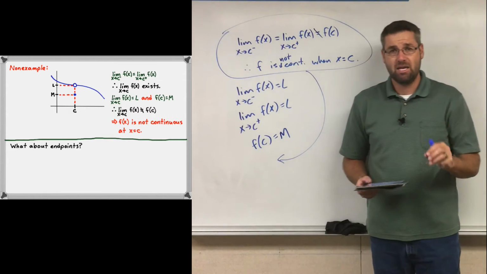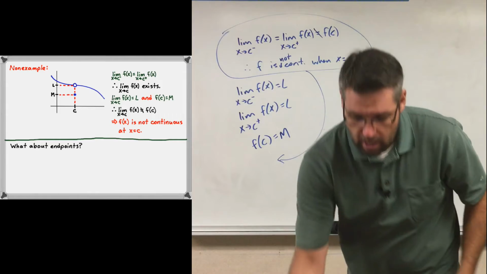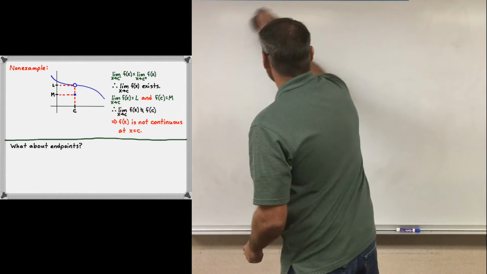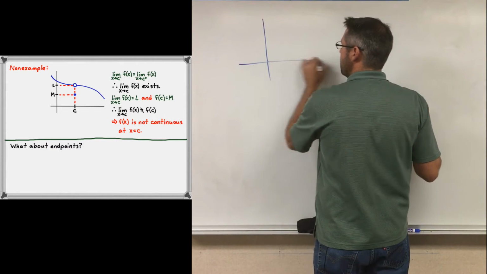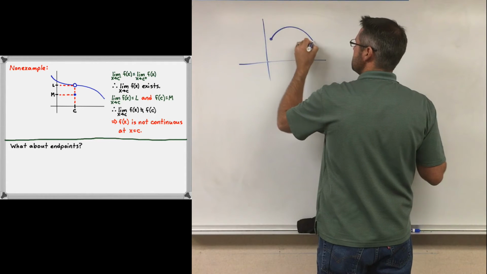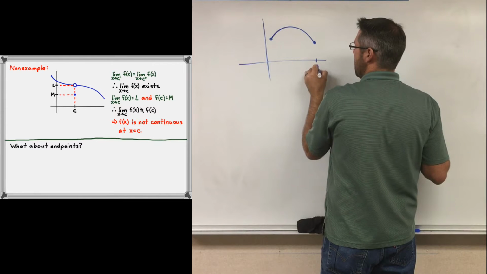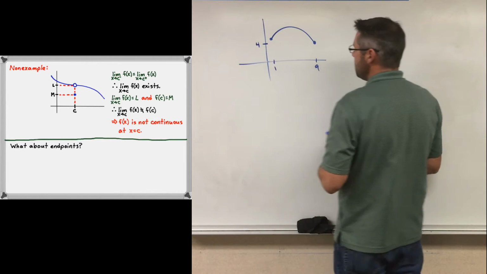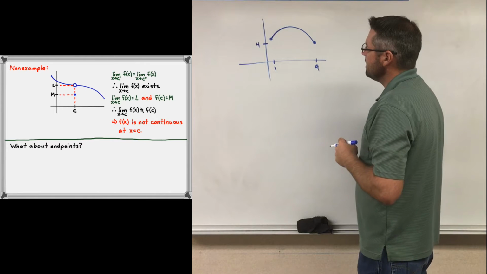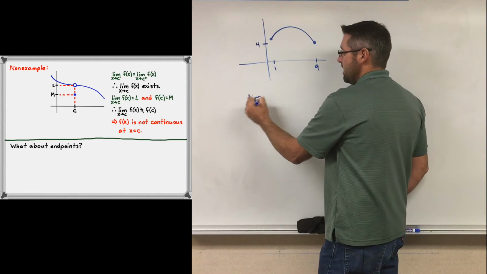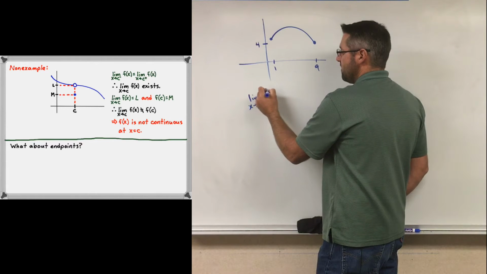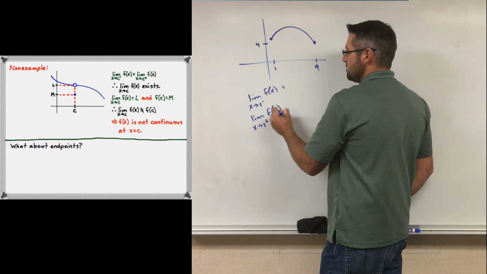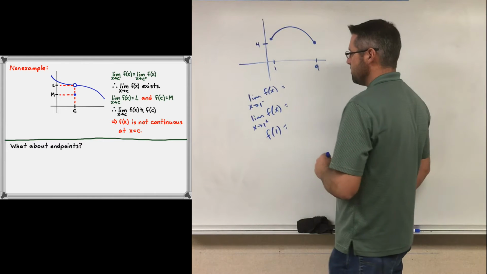Now, what about endpoints? And this gets kind of weird. Endpoints: remember when we were talking about limits existing, if I look at, let's say, this graph, and it goes from here to there, and let's say that this is 9, and this is 1, and let's say that this is 4 for the heck of it. The first question I have is, what is the limit as x approaches 1 from the left of f of x? What is the limit as x approaches 1 from the right of f of x? And then what is f of 1? Those are my three questions for this point.